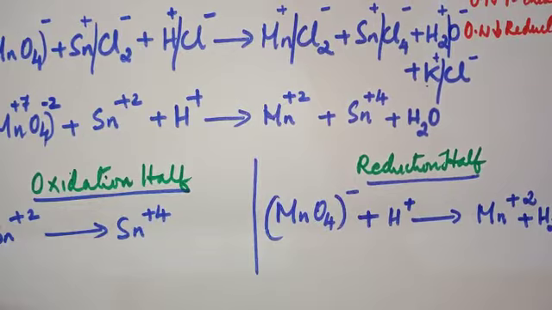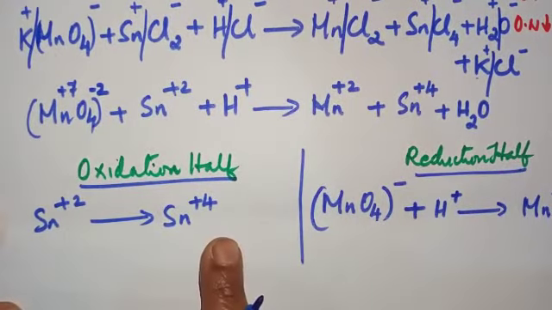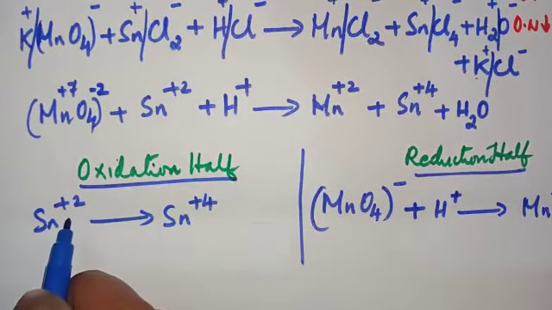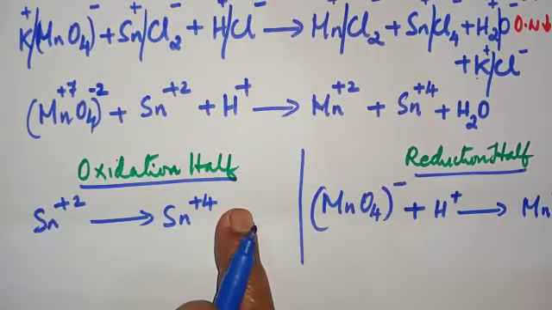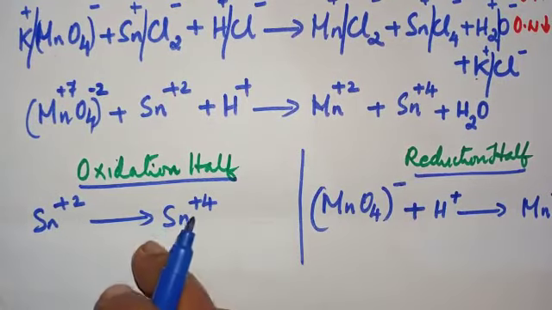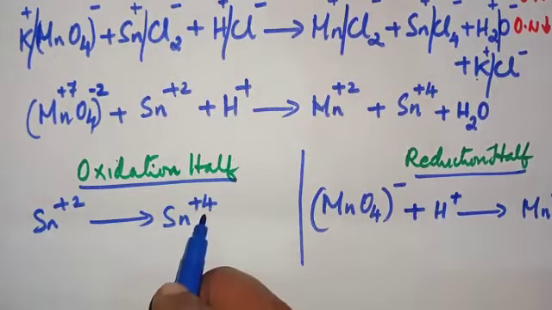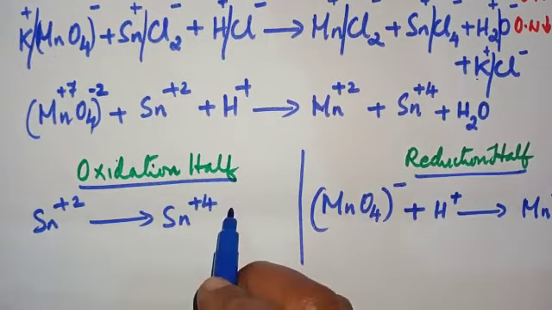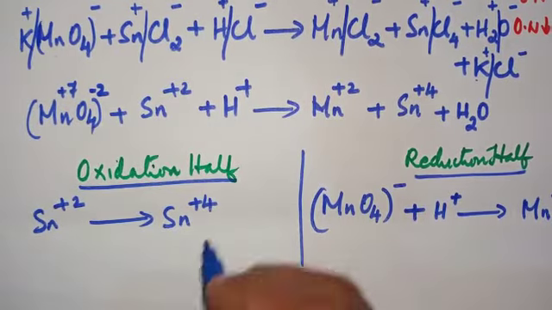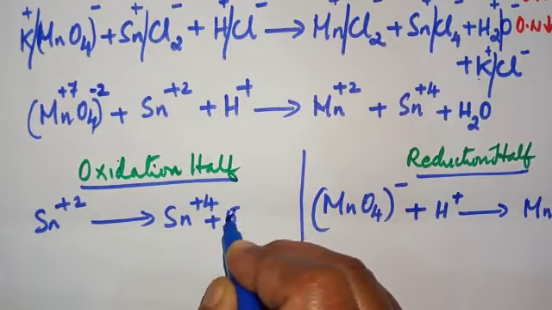Okay, yes, now let us look at the oxidation half here. Here tin is having the plus 2 oxidation state. Here it is plus 4. That means on both sides the charge should be equal. It should be balanced. Both sides the charge should be balanced. So here it is plus 4, and here it is plus 2. In order to balance it, I just add here 2 electrons.